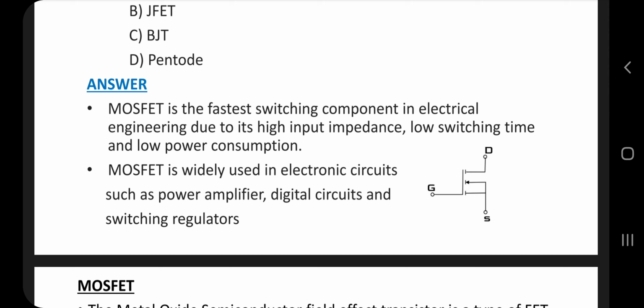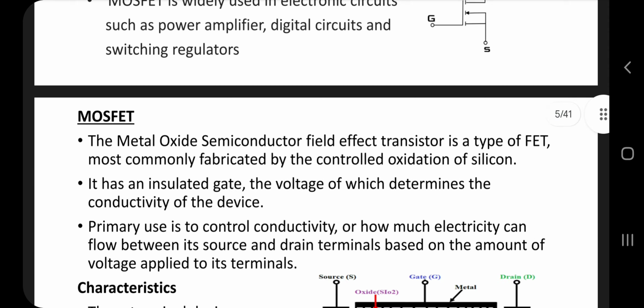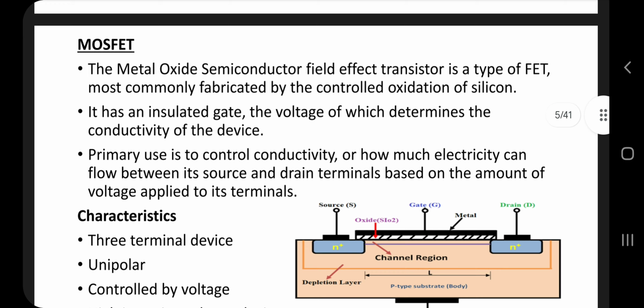This is a symbol of MOSFET. What is a MOSFET? The metal oxide semiconductor field effect transistor is a type of field effect transistor most commonly fabricated by the controlled oxidation of silicon. It has an insulated gate, the voltage of which determines the conductivity of the device.